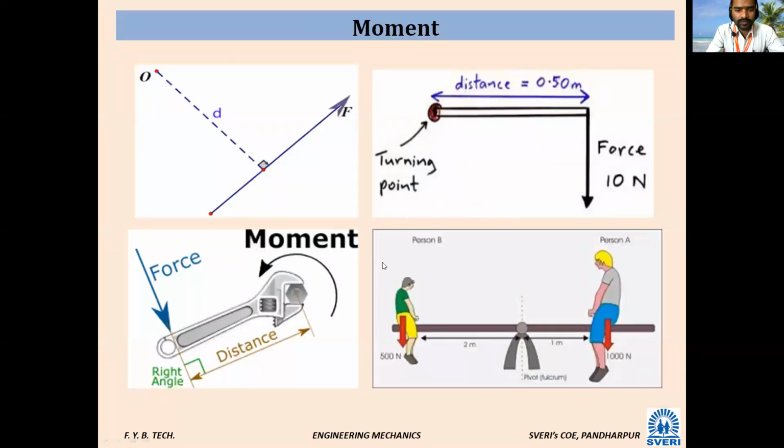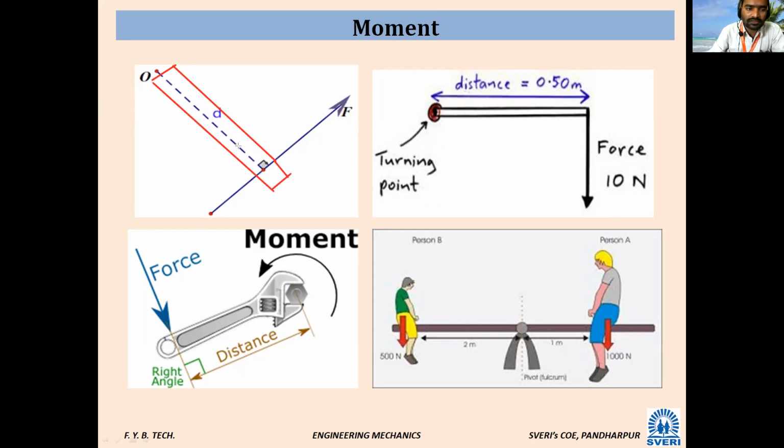See, by this example you can easily understand what is moment. What I told is, moment is the rotational effect of the body. It is a product of force and distance. So think that there is one body. The body is like this. So the force is moving in this direction.